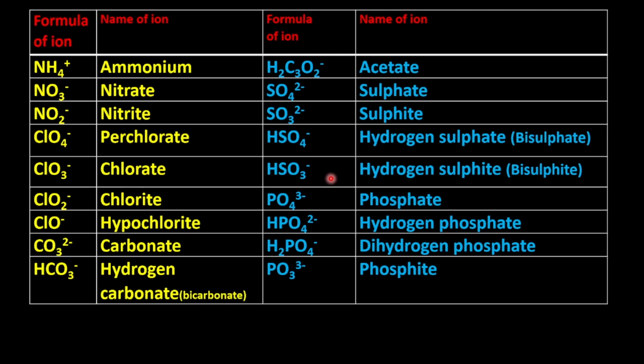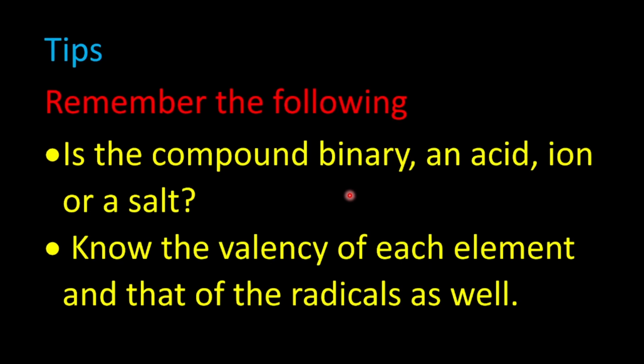Now we need to know the names of the ions here: perchlorate, nitrite, sulfite, and you should be able to write these formulas. Now let's start. These are some of the tips we should remember. First question is the compound binary an acid, ion, or a salt? Because that is what you depend on to write a chemical formula. Know the valency of each element and that of the radicals as well.